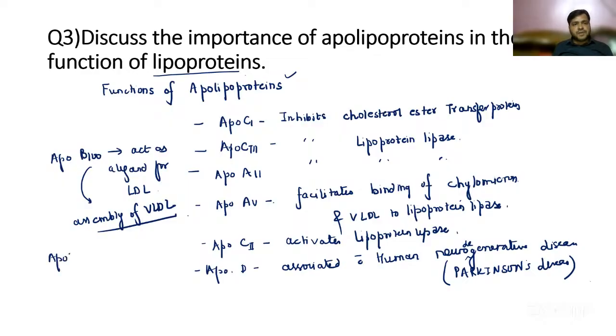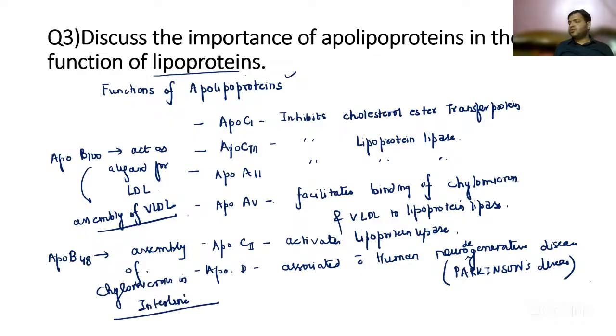Even ApoB48 is responsible for the assembly of chylomicrons in the intestine. Then we have ApoE also. ApoE is basically a ligand for chylomicron remnants. It is arginine rich. ApoE4, again, is associated with late onset Alzheimer's disease. So these are the basic functions that you have to remember here.